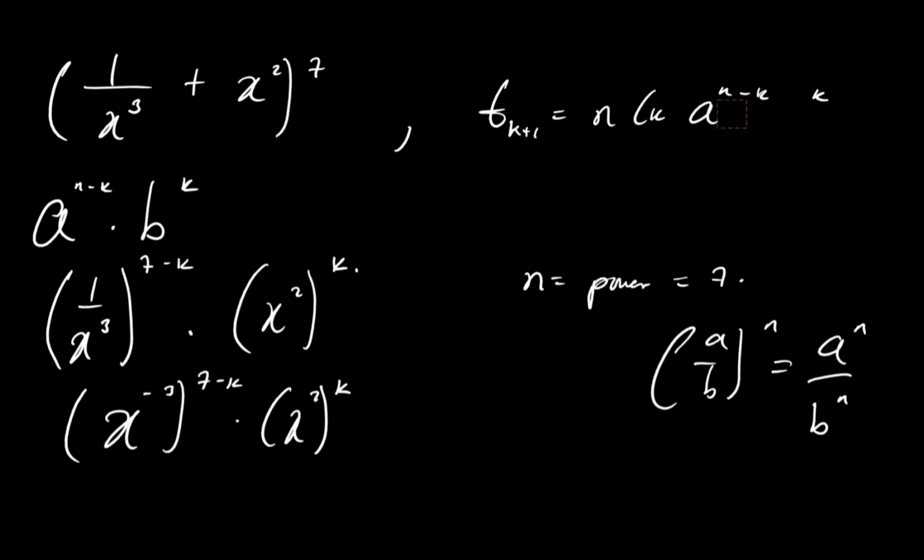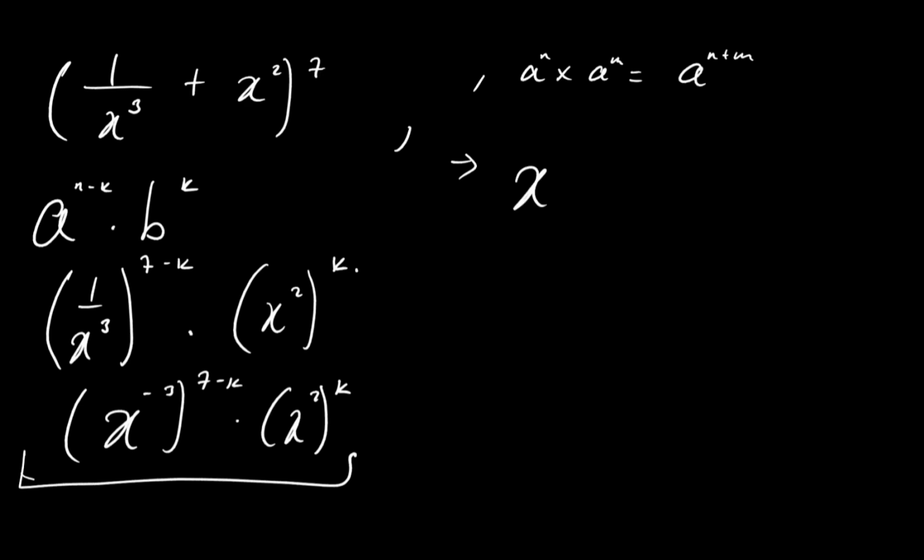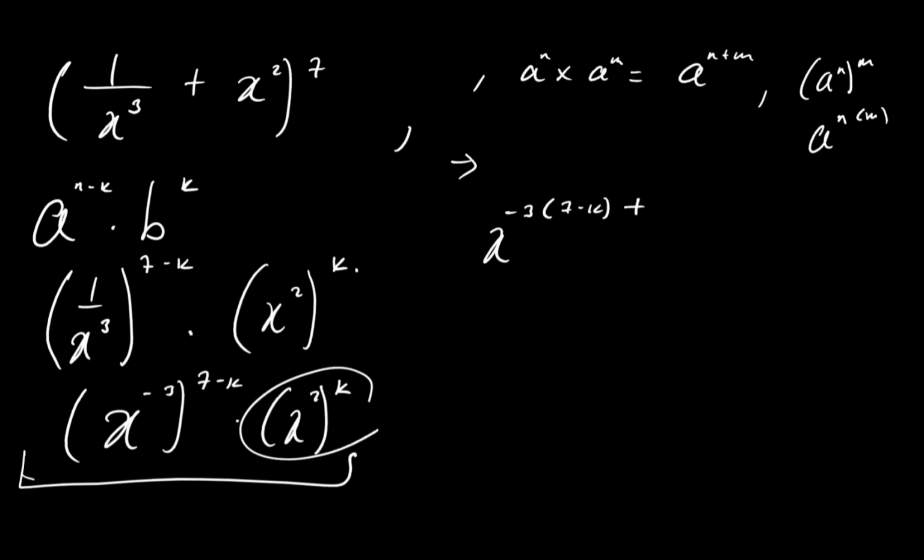With this in mind, remember that if we have the same bases, let's say a to the n times a to the m, this is equal to a to the n plus m. So we can apply this. Since these are the same bases, we have x to the, and remember the other point is that if you have a to the n, then m, this is basically a to the n times m. So we have x to the minus 3 times 7 minus k, then plus the other term, which has 2 times k.